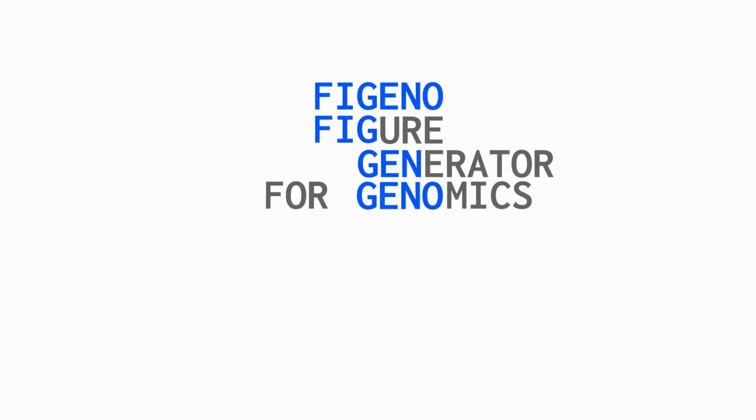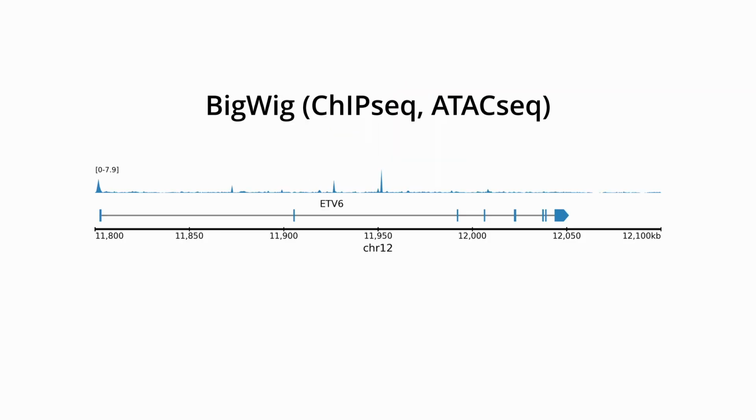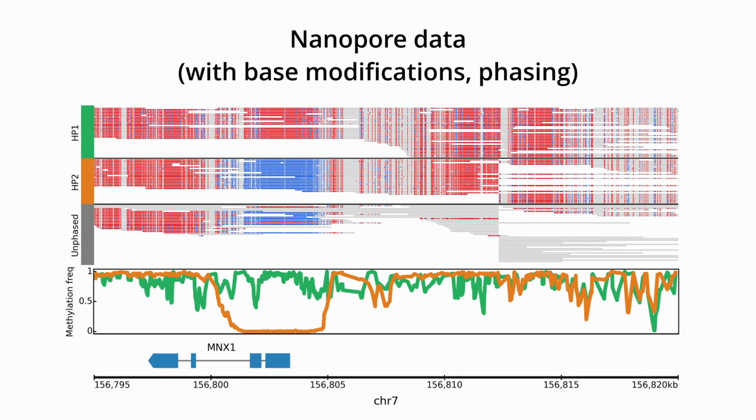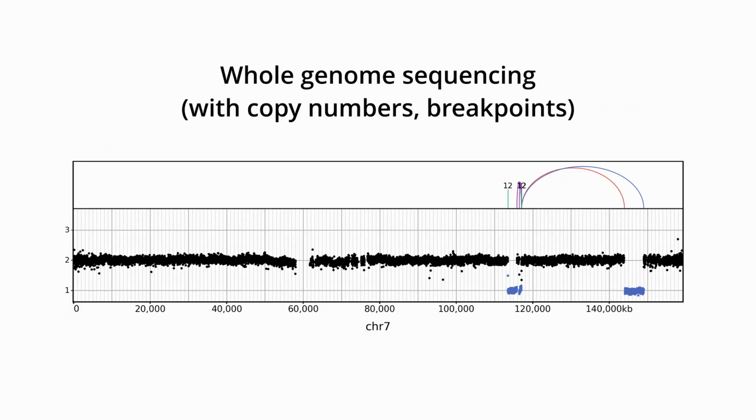Figeno, a figure generator for genomics. With Figeno, you can visualize various types of sequencing data, like ChIP-seq or ATAC-seq in bigwig format, Hi-C data, nanopore data with base modifications, and whole genome sequencing data with copy numbers and breakpoints.